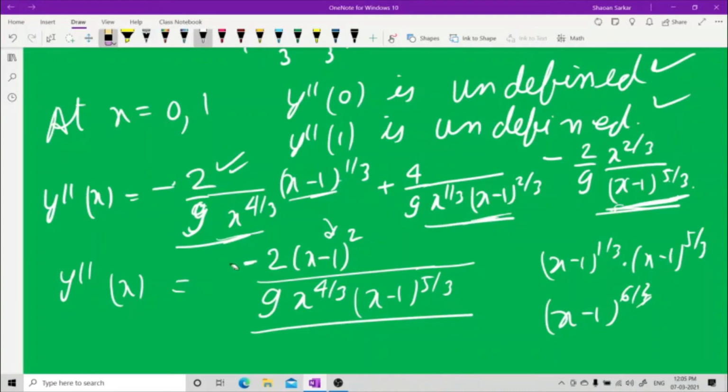We are taking an LCM. हम LCM ले रहे हैं. So यहाँ पे आया -2, और यहाँ पे ऑलरेडी x to the power of 4 by 3 है. x minus 1 5 by 3 से मल्टीप्लाई किया, तो इसको इसके साथ मल्टीप्लाई किया तो 6 by 3 आएगा, that is square. तो this much part is there.